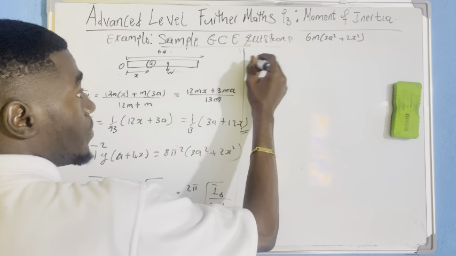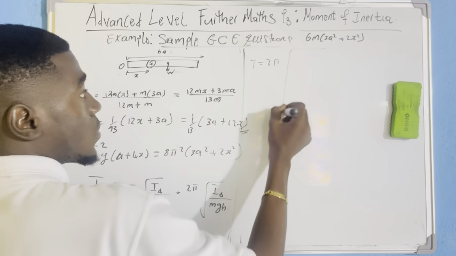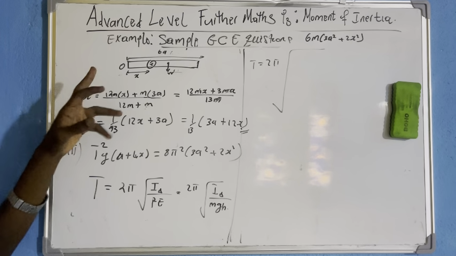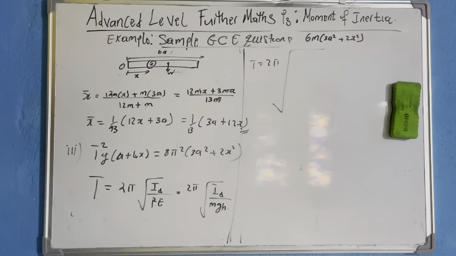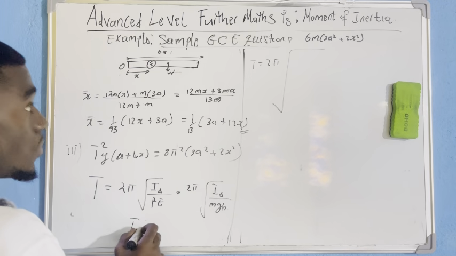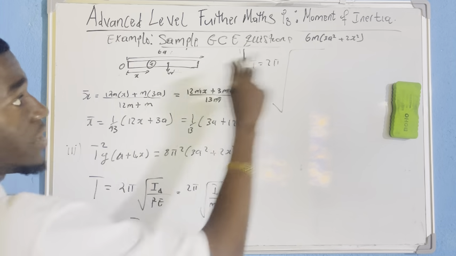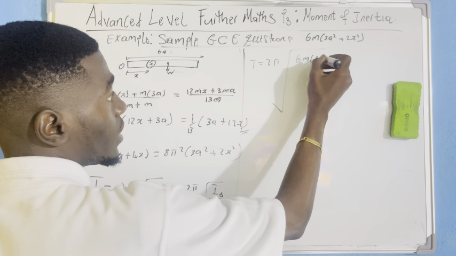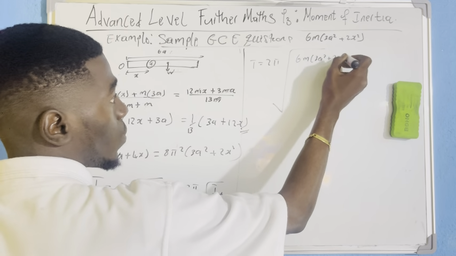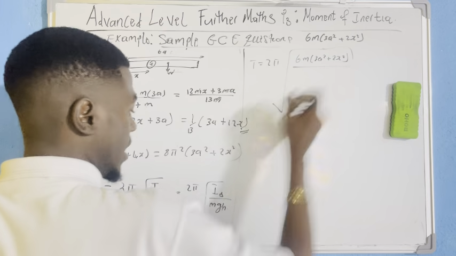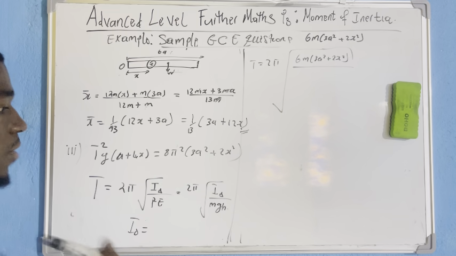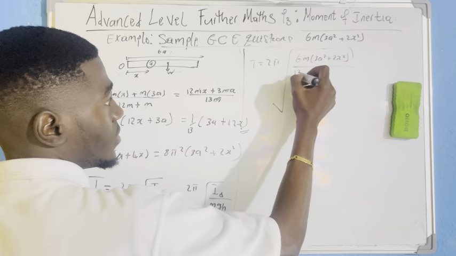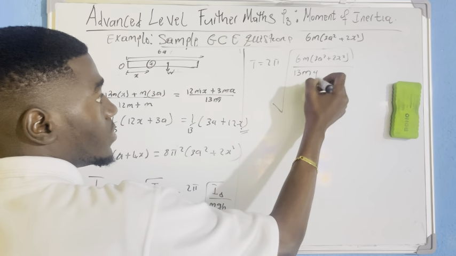I will replace directly. Period will be 2 pi square root of... Moment of inertia about which axis? The axis here is the axis that we calculated about O. So that moment of inertia about O was, if I remember now, 6m into 3a square plus 2x square, divided by the mass. The overall mass was how many? 13m.